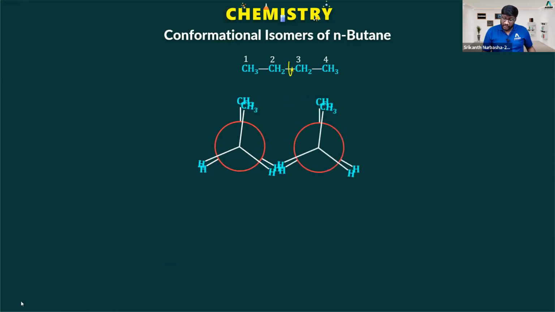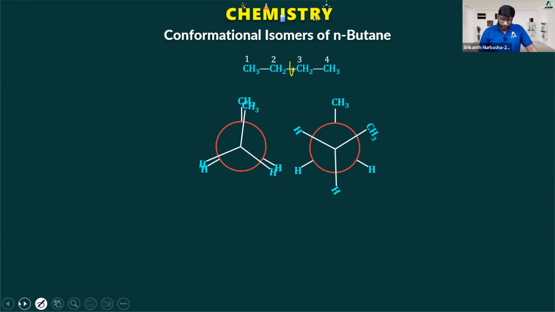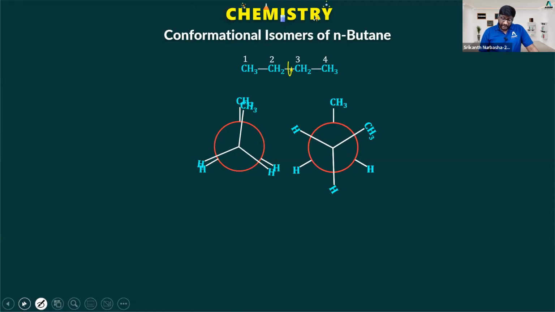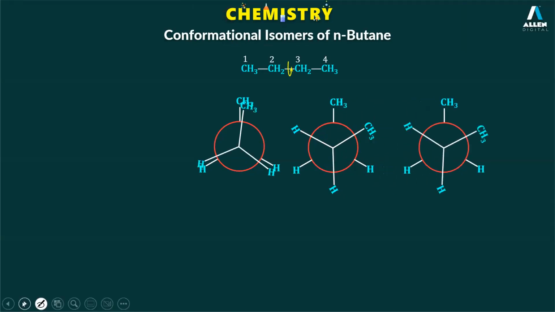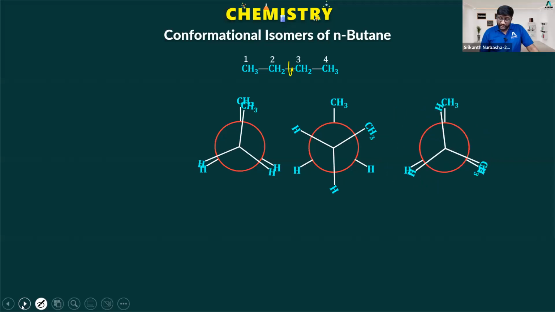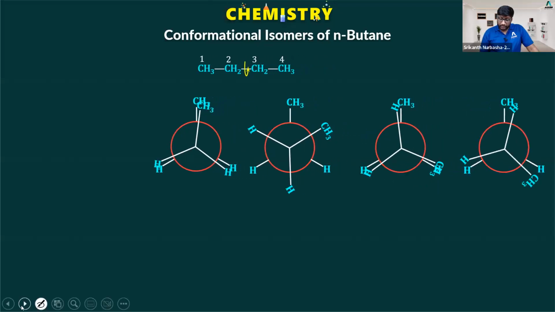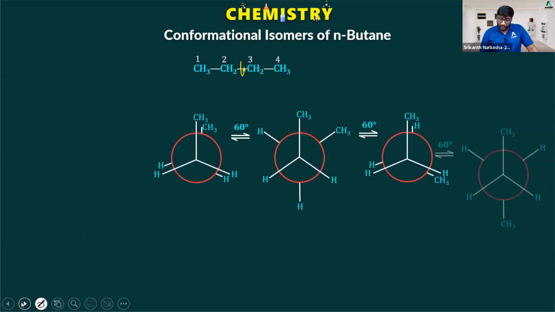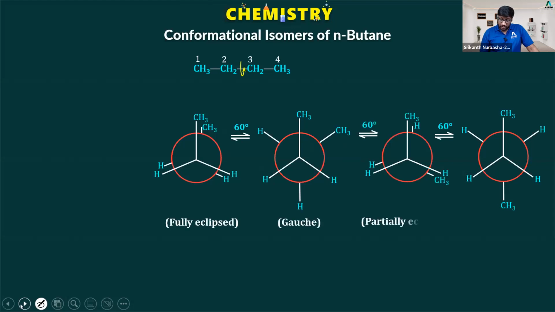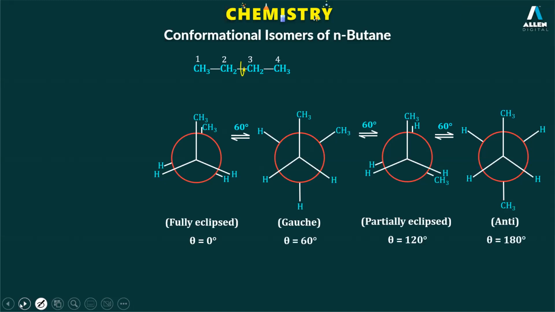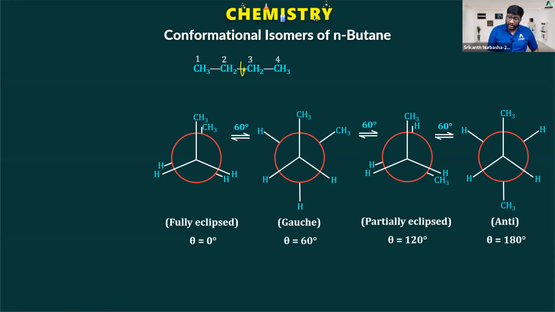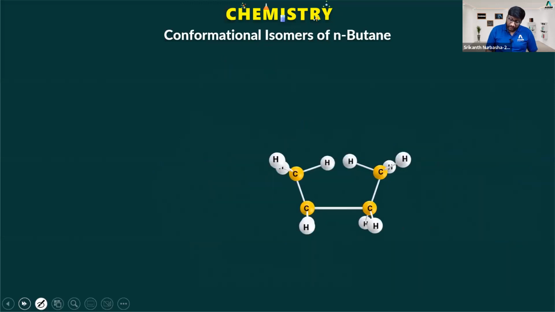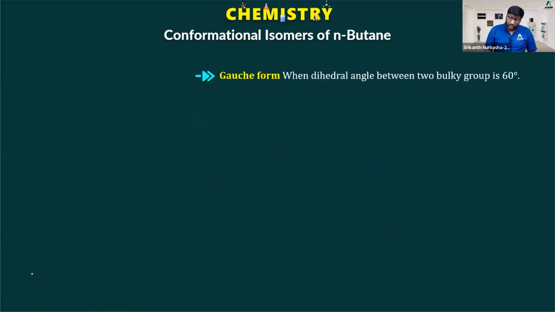So this is your eclipsed. If you rotate, you will have gauge, partially eclipsed, then partially staggered, partially eclipsed, anti, then again partially eclipsed, staggered, and partially eclipsed. Like that you will get all the conformations: fully eclipsed, gauge, partially eclipsed, and anti. Look at the angles 0, 60, 120, 180 degrees and the stability order. Gauge form is when the dihedral angle between two bulky groups is 60 degrees.